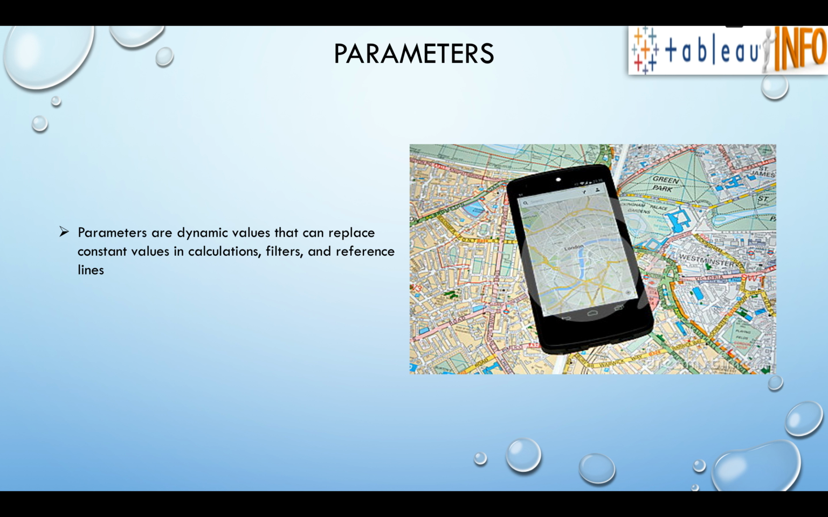But why am I talking about that here? As we say, parameters are dynamic values that can replace the constant values in calculations, filters, and reference lines. For example, you can assume the map as static and its GPS system as dynamic. Why? Because a map is static, a piece of paper where you see different locations and symbols, and you have to update it as per the latest version. If it is an old map, it won't help, and if you are going to a new destination, it won't help you. So there are pros and cons as well.